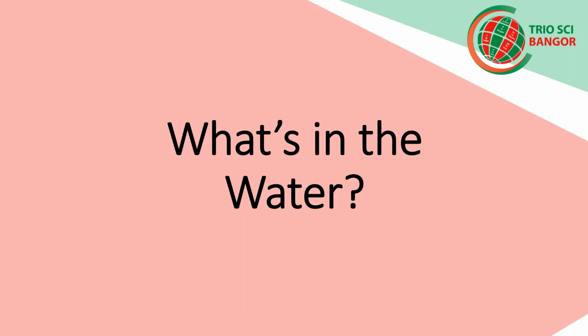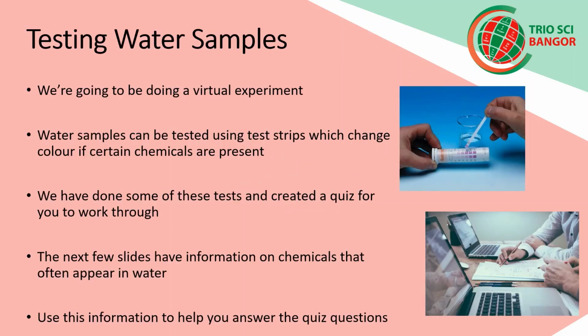How do we know what's in our water? In order to ensure that our water is safe, it is tested often for the presence of chemicals which could cause us harm. We're going to be doing a virtual experiment. These are test strips which are available and change colour when certain chemicals are present. We've created a quiz for you to work through using the information on the next few slides. The quiz is just to the right of this presentation on our website. Good luck!